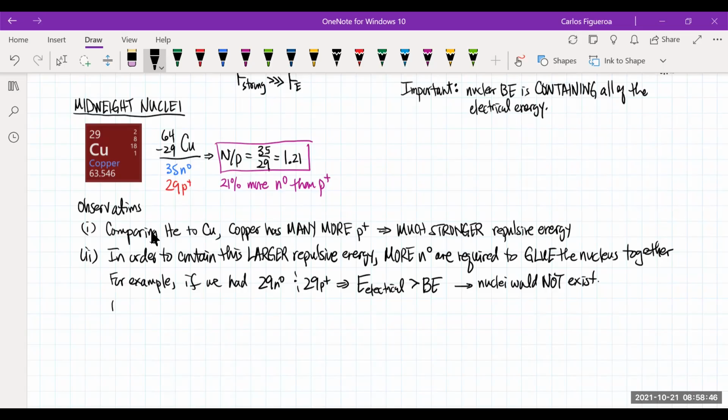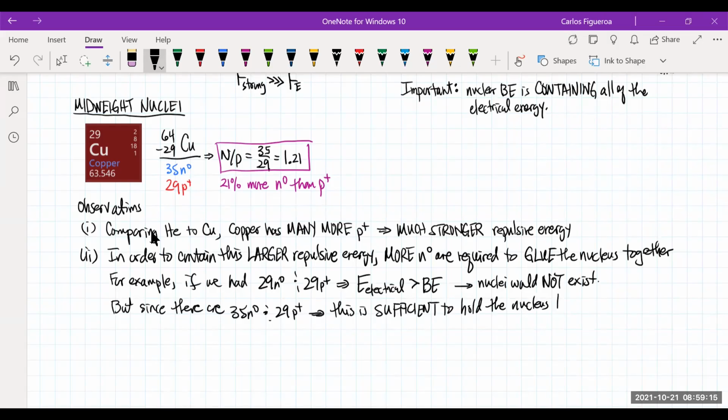Okay, but since there are 35 neutrons and 29 protons, this is sufficient to hold the nucleus together. And that's what the role of the neutron is.